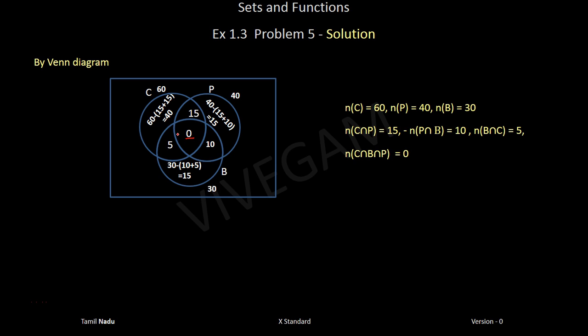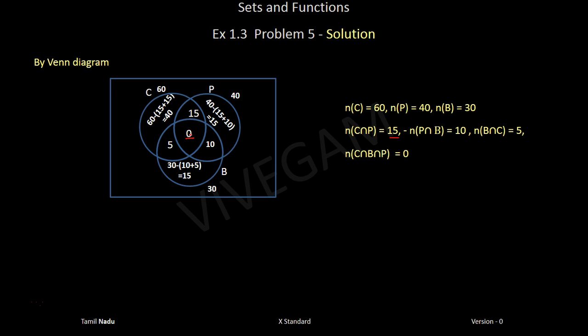So C intersection P represents this whole area, right? But we know this area is 0. And we also know C intersection P is, how much is C intersection P? It is 15. So this whole thing is 15 and this is 0. So this area will be the total area, which is 15, minus the number in this area, that is 0. So 15 minus 0 is 15. So this is how we'll have to start filling up.